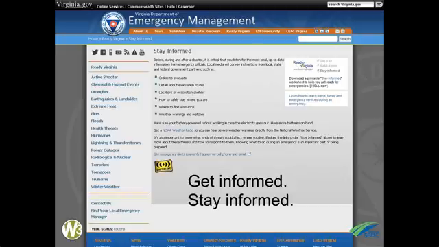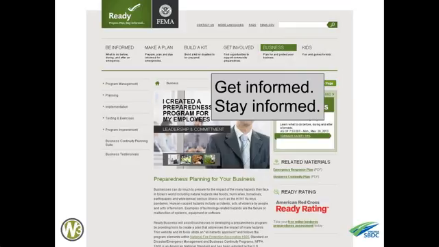So that's the state level. Like I said, there are local levels. You can go to your town, city, county. They all probably have some level of readiness or emergency preparedness information available to you either on the web or at the city hall or something like that, and you can go ahead and get that information.